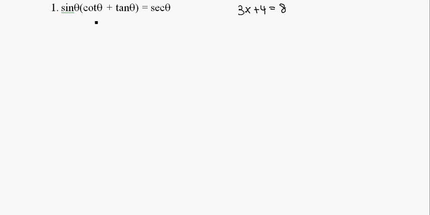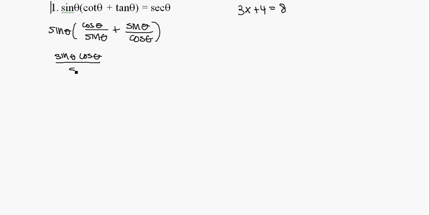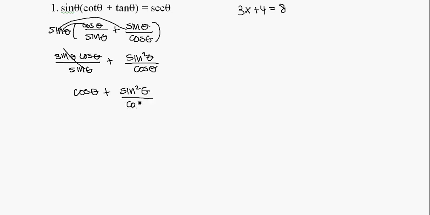So let's do this one here. The easiest way is probably to change everything into sines and cosines and then multiply by sine. So I get this sine of theta. Now I'm going to distribute this sine, so I get the sine of theta times the cosine of theta over the sine of theta plus sine squared theta over cosine theta. So that's just multiplying this sine by both of those. These two cancel, so I get the cosine of theta plus sine squared theta over cosine theta.